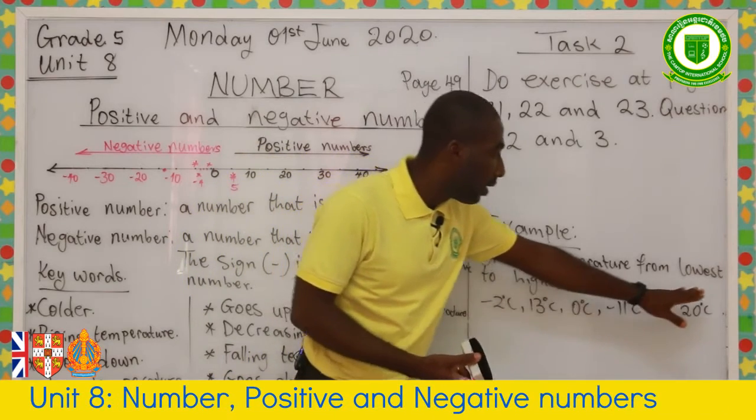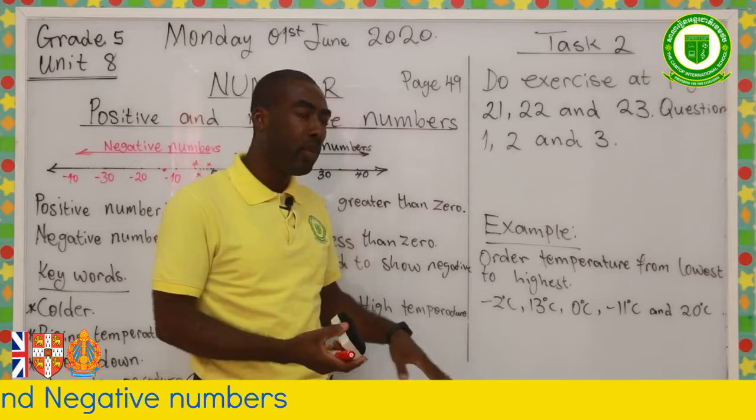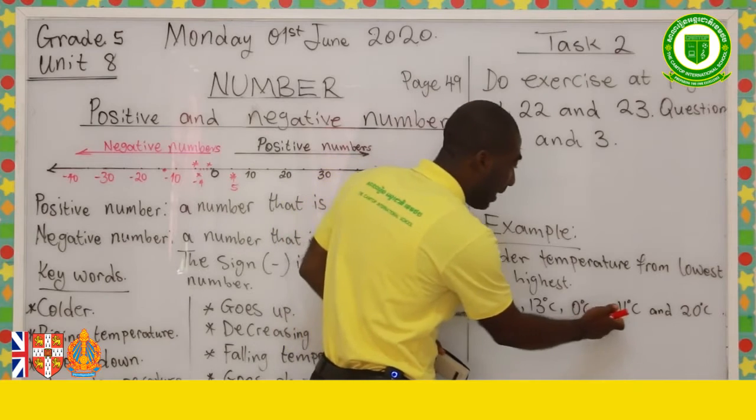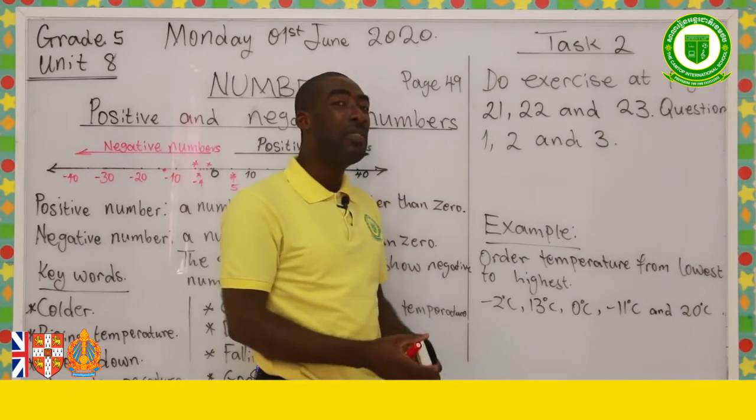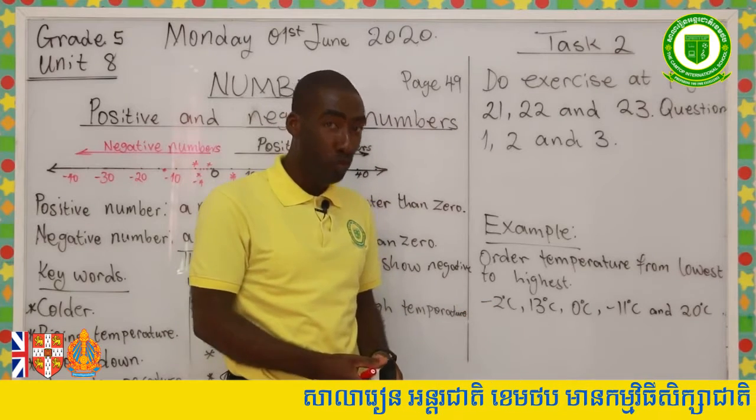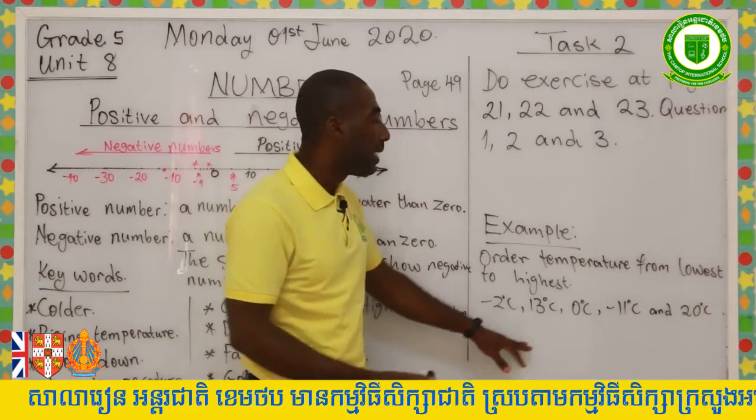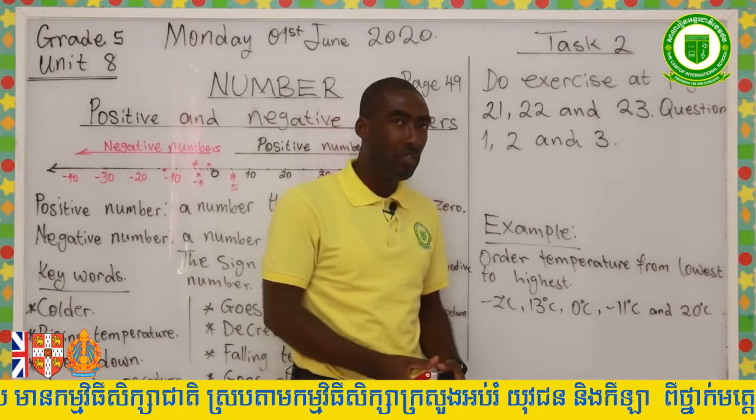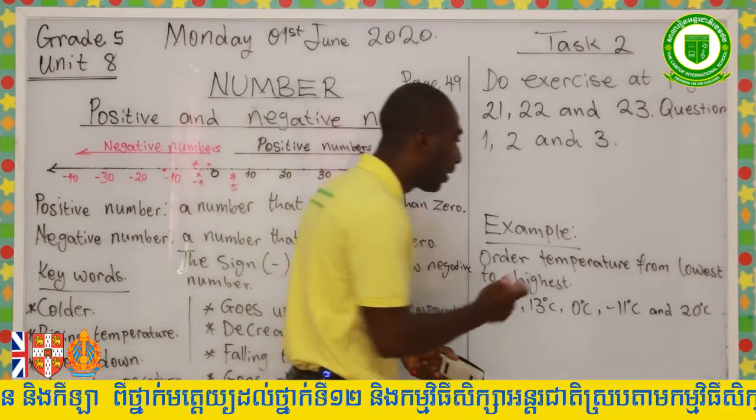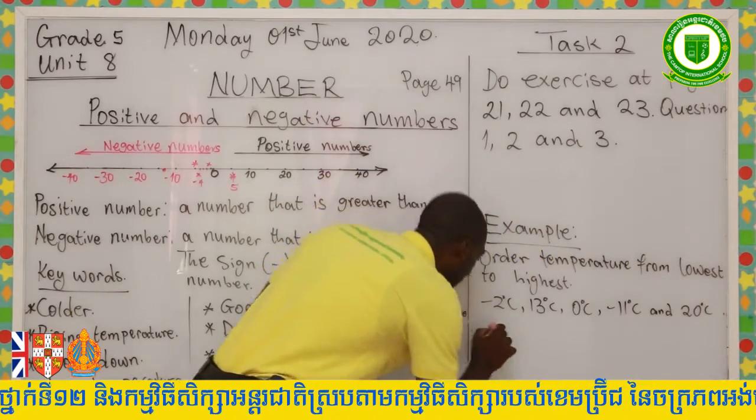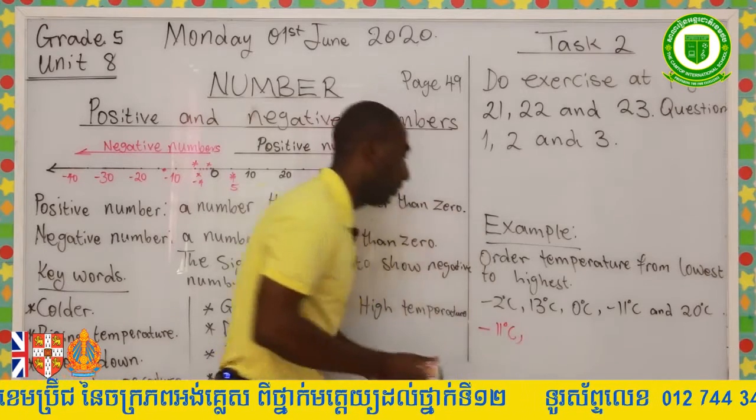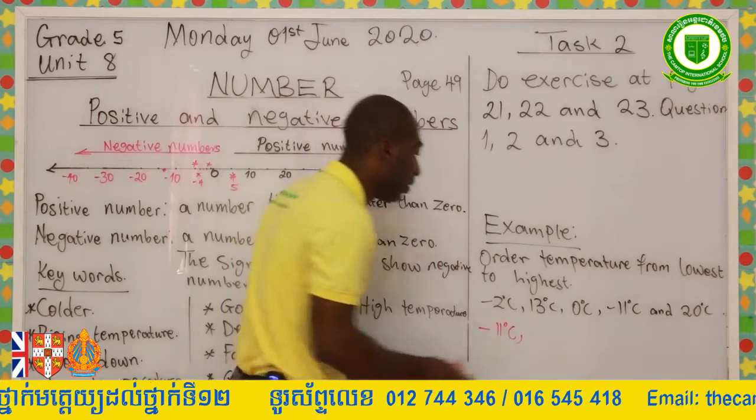So how do you determine which is lower than the other? Because we are arranging from lowest to highest, a temperature of -11 is very, very cold compared to a temperature of -2. -2 is cold, all right, but -11 is coldest. So -11 becomes our first temperature. So we have -11 degrees Celsius.